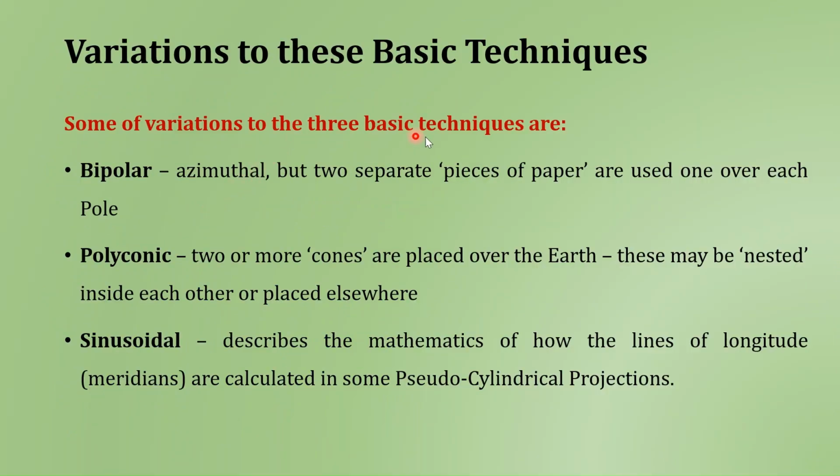Within these three basic techniques, there are also some variations like bipolar, polyconic and sinusoidal. As the name suggests, in bipolar, which is mainly azimuthal, two separate pieces of paper are used, one over each pole. Next is the polyconic, where two or more cones are placed over the earth, and these may be nested inside each other or placed at different positions. Next is sinusoidal, which describes the mathematical calculation of how the lines of longitude are calculated in pseudo-cylindrical projections.